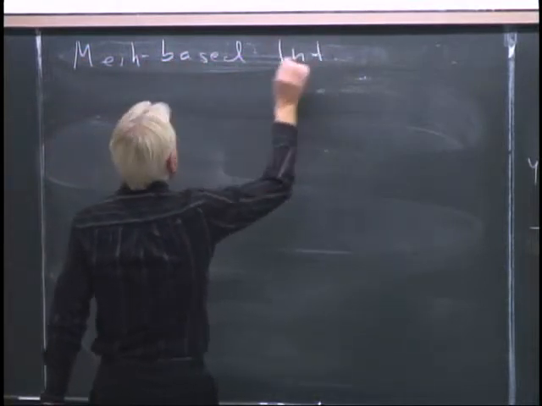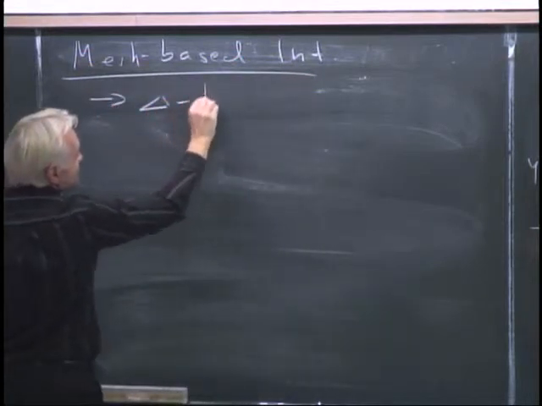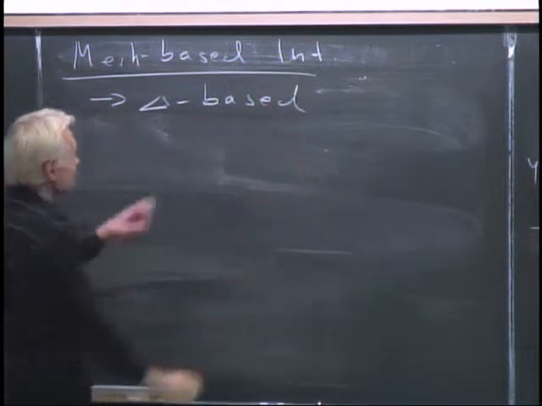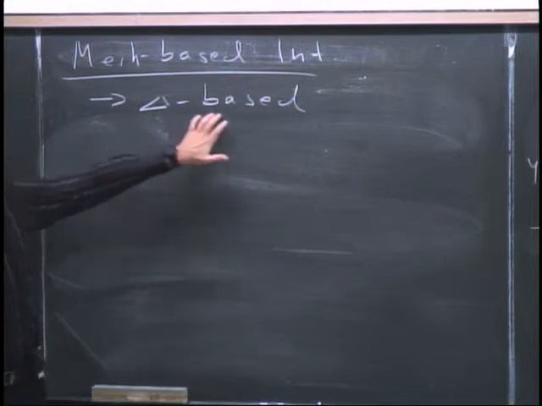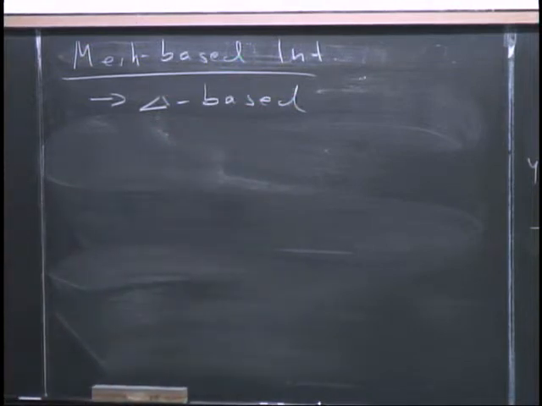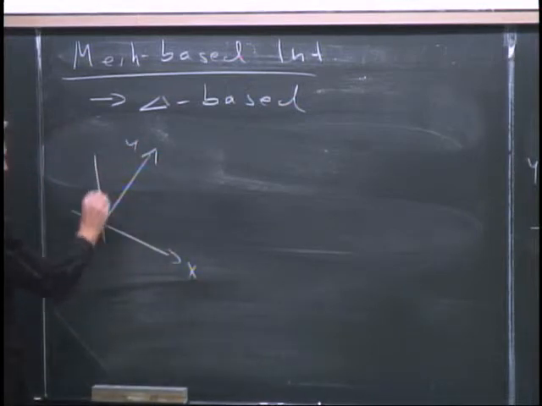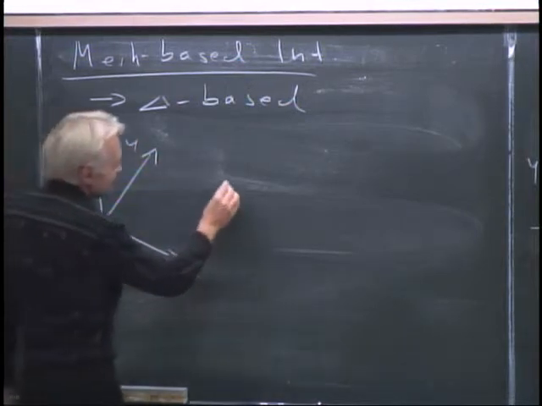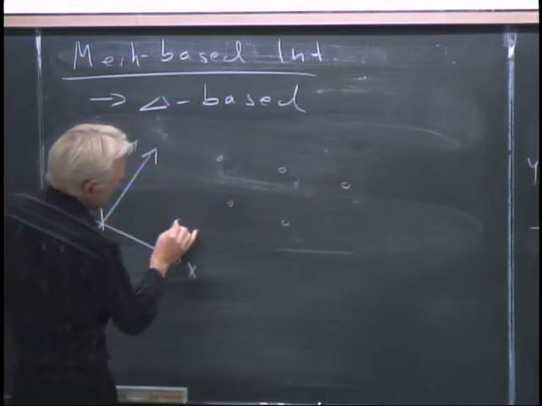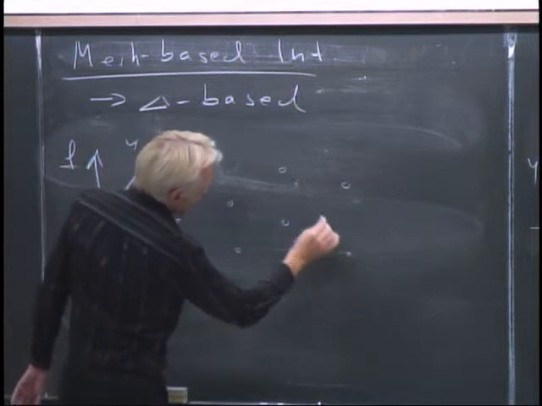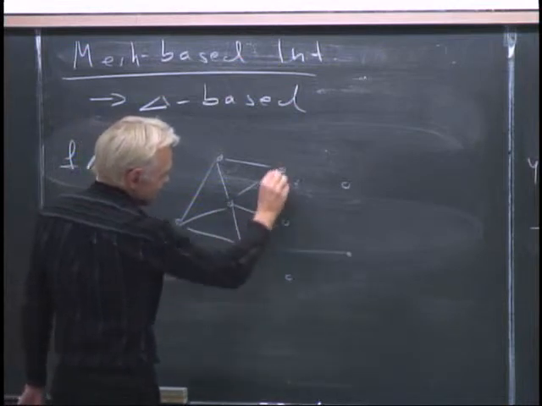Mesh-based interpolation. Okay. The most important one is triangle-based. I hope that you don't mind my way of writing sometimes. Triangle-based. It's okay? Okay. So what do I mean? Triangle-based, obviously, you have an x and y and an f. And you have a bunch of points here. Triangle-based means I connect these points first before I do anything else.